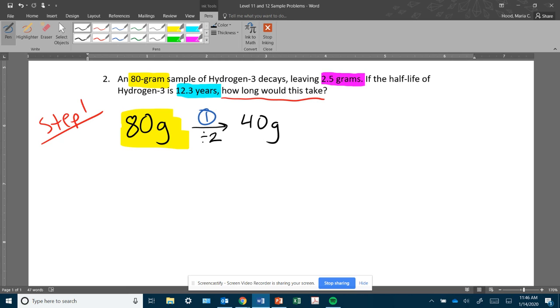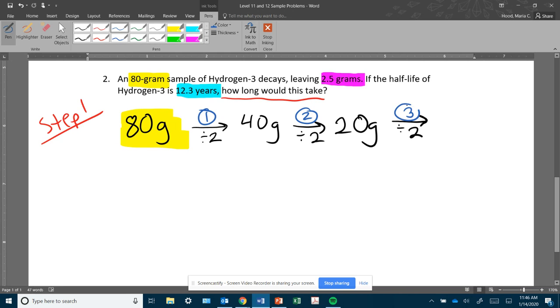The problem is this is not the 2.5 grams we want to end with. So we're going to do this again until we get to the 2.5 grams we want. For our second half-life, when I divide 40 by 2, I get 20 grams. So I'm going to do this again.